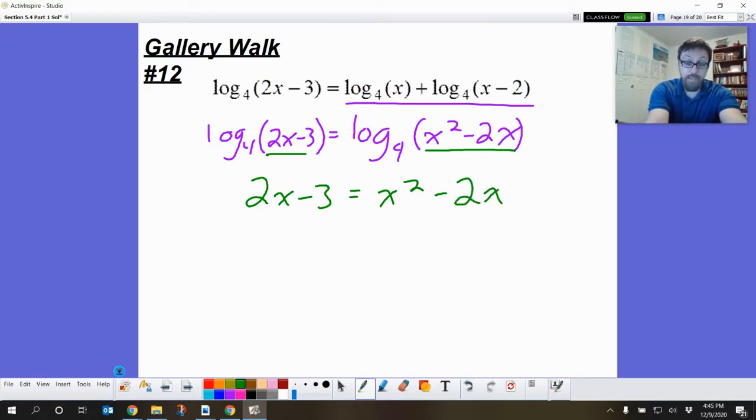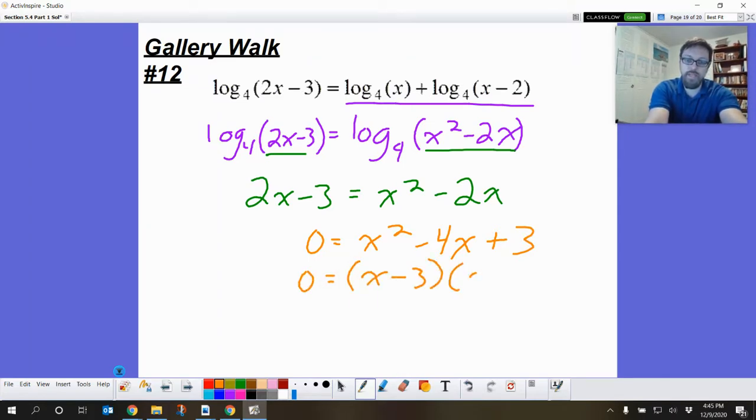Okay, it's a quadratic, so let's get it equal to 0. So we get x squared. We can subtract that 2x from the left-hand side, so we get minus 4x. Add the 3, we get plus 3. This one is factorable, so we get x minus 3 and x minus 1. So x could equal 3, and x could equal 1.